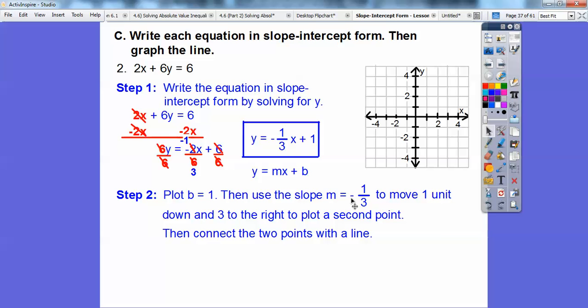So if that's negative, that just means we go down. Always go to the right with the bottom number. Always go to the right. So if it's positive, we move up, but if it's negative, it moves down. So down 1, right 3. So we're going to plot b.